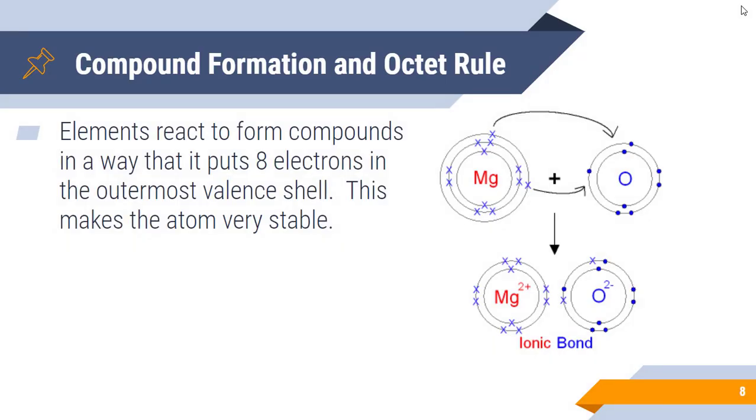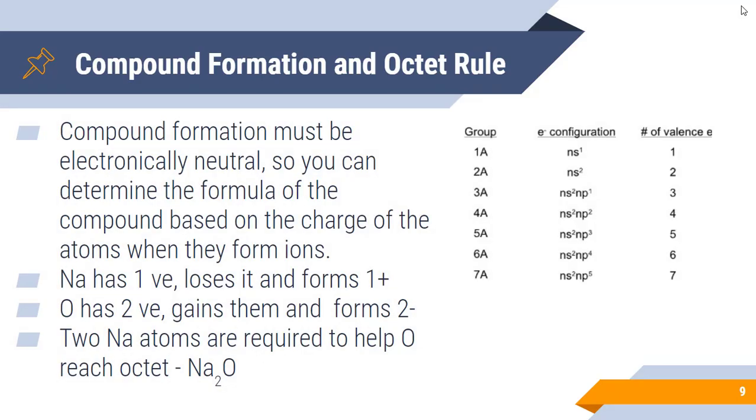So elements react to form compounds in a way that puts 8 electrons in their outermost valence shell. This makes atoms very stable. So a lot of it is going to depend on how things bond, on how many valence electrons one has to donate and how many one wants to accept in order to satisfy the octet rule. If you take a look here, you have magnesium and oxygen. Magnesium has 2 in its outer shell, oxygen has 6. So oxygen takes those 2 electrons, which forms ions, and those 2 atoms chemically bond in an ionic bond.